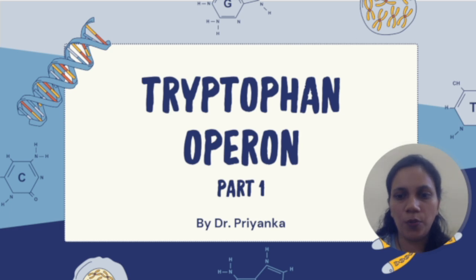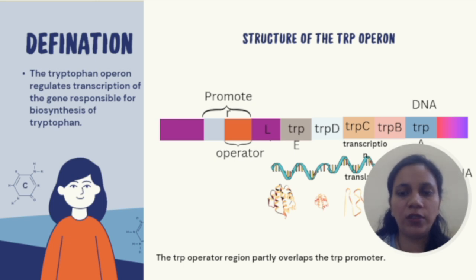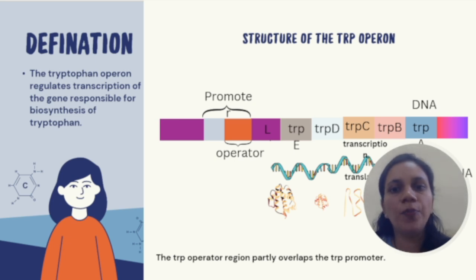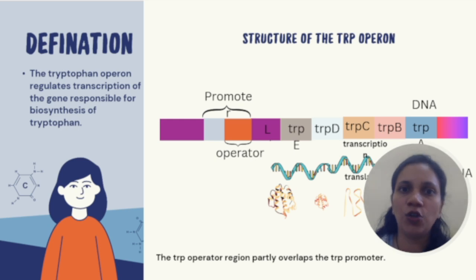So now let's see what is this tryptophan operon, or the trp operon. We have seen the background of operon, so let's see the definition of the tryptophan operon. It is the mechanism involved in the regulation of the transcription of the genes which are responsible for the biosynthesis of tryptophan. This particular operon is the deciding factor whether the organism, E. coli, should synthesize its own tryptophan or whether it should take it up from the medium. That deciding factor is your trp operon.